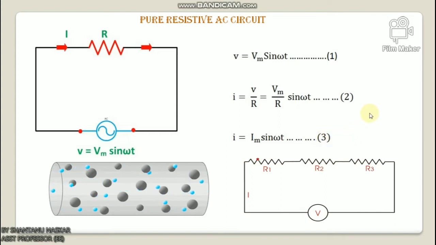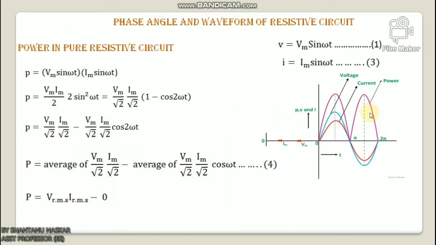Now let's talk about the phase angle, waveform of the resistive circuit and power in a pure resistive circuit. From equations 1 and 3, it is clear that there is no phase difference between the applied voltage and the current flowing through a purely resistive circuit. The phase angle between voltage and current is 0. Hence, in an AC circuit containing pure resistance, the current is in phase with the voltage, as shown in this waveform. So what is the power in a resistive circuit?